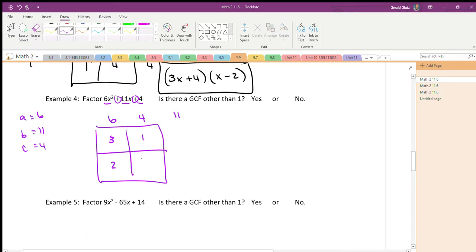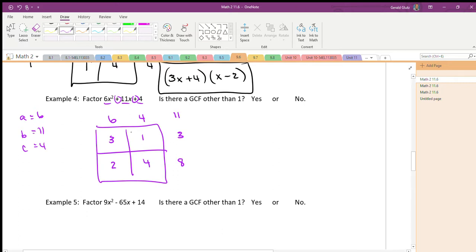So I'll try 1 and 4 now. So 3 times 1 is 3. 2 times 4 is 8. Looks like this is going to work because 3 plus 8 is 11. So remember that the numbers on the outside of the box, you are always adding to equal this. The numbers on the inside, you're always multiplying them until you get to the answer.